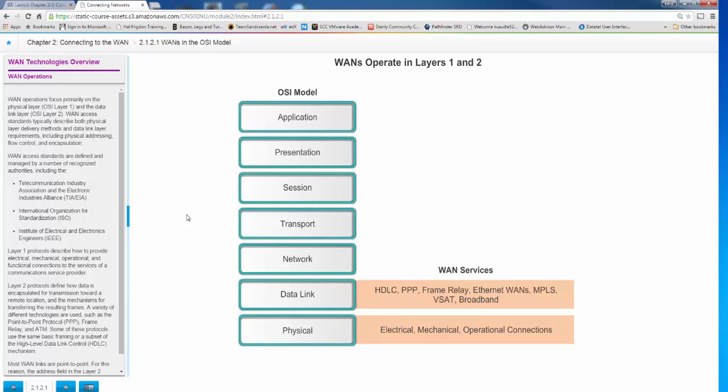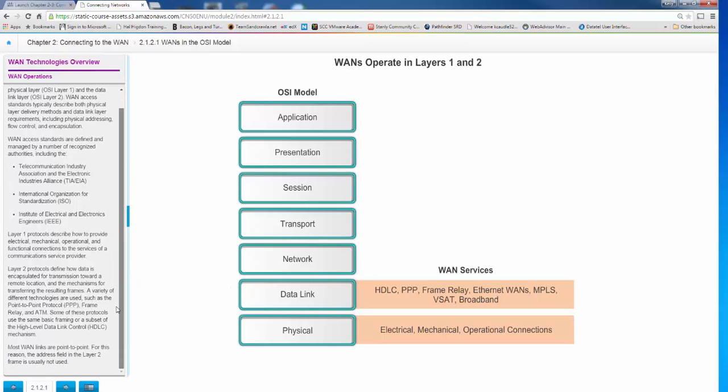Then at the data link layer, we're going to usually run either HDLC, which is High-Level Data Link Control, which is the default encapsulation on all Cisco serial interfaces, PPP, Point-to-Point Protocol, which we'll talk more about in later chapters, Frame Relay, which we'll also talk more about, Ethernet WANs, MPLS, Multiprotocol Label Switching, and then VSAT and broadband, all of which are discussed in this chapter. But all of those technologies, HDLC, PPP, Frame Relay, Ethernet WANs, MPLS, VSAT, and broadband, are just layer 2 framing technologies, as defined by our standards organizations such as EIA, TIA, ISO, and IEEE.